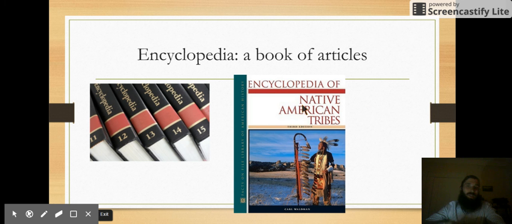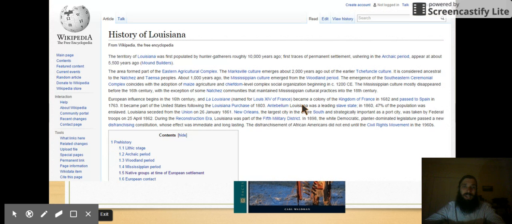One of the most famous encyclopedias that people use nowadays is actually on the internet. It's online. It's called Wikipedia. Wikipedia is a free encyclopedia, and people can use it to look up articles that will teach them about different topics. So I can look up an article about the history of Louisiana, and it will give me a lot of great information about the history of Louisiana.